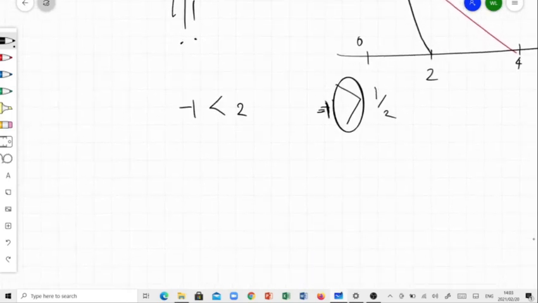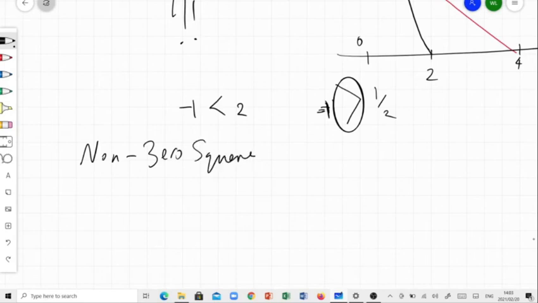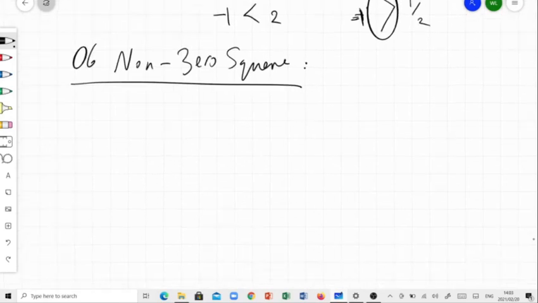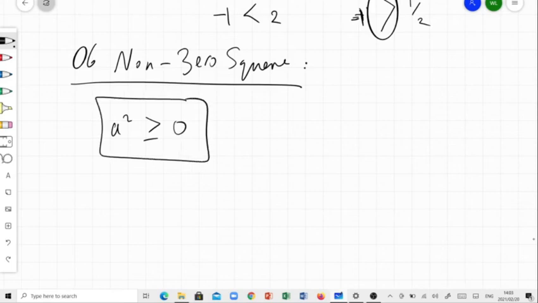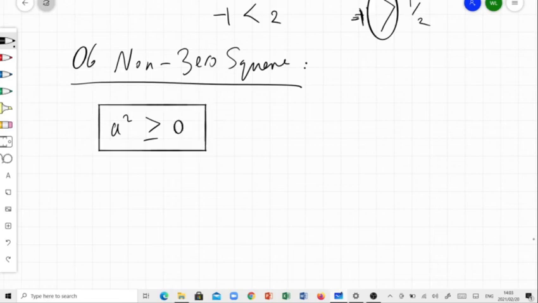Finally, we come to the idea of what is called a non-zero square. This is commandment number 6. And what it means here is that if I take any real number and I square it, the square of any real number is actually positive.